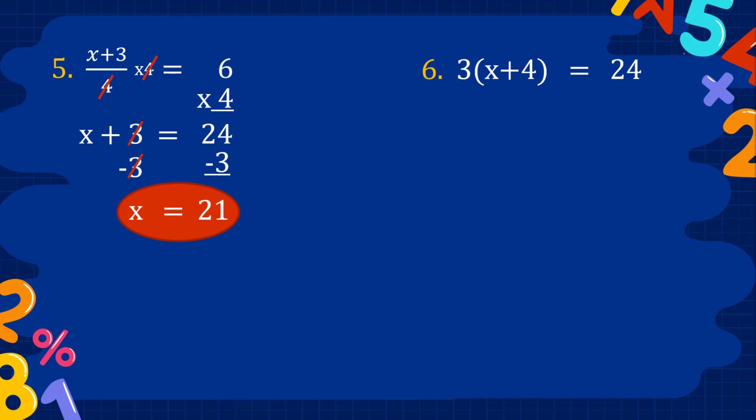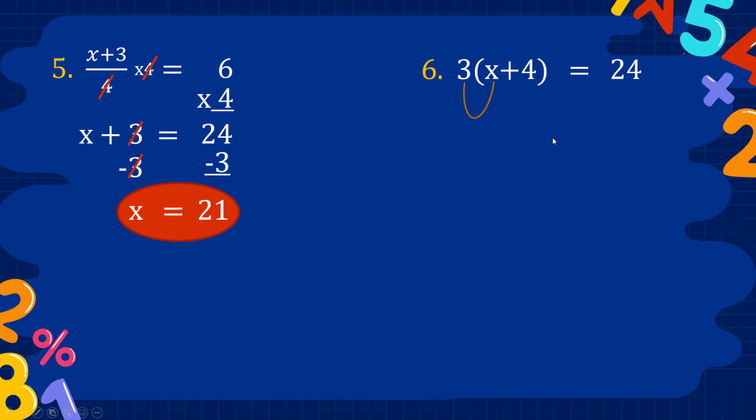Question 6. This equation is a little different, but still very easy to solve. When you have brackets in your equation, the first thing we have to do is get rid of the brackets. How do we do that? It's simple. You multiply everything inside the bracket by the number outside. In this case, we multiply everything by 3.